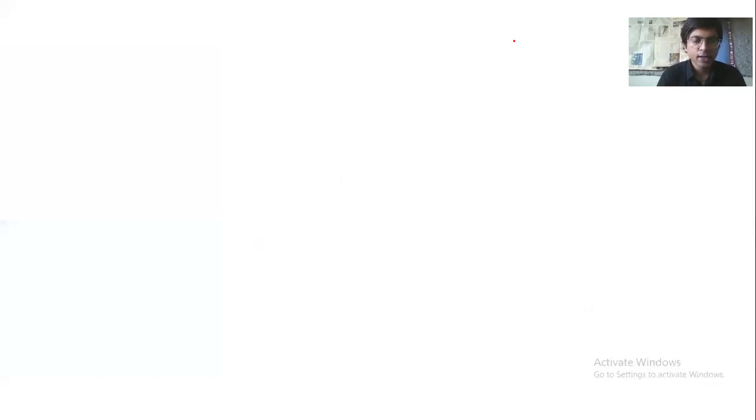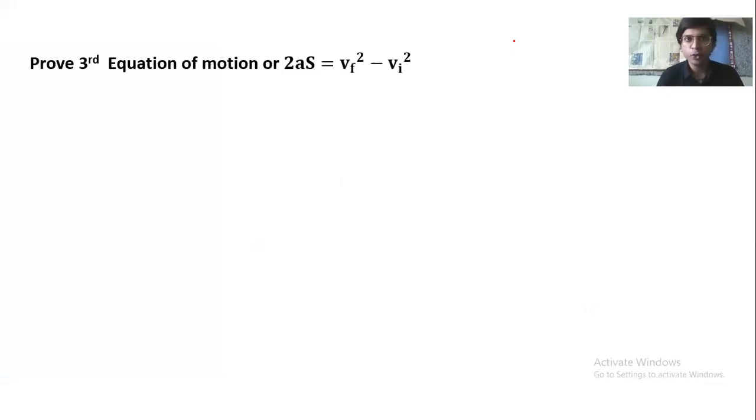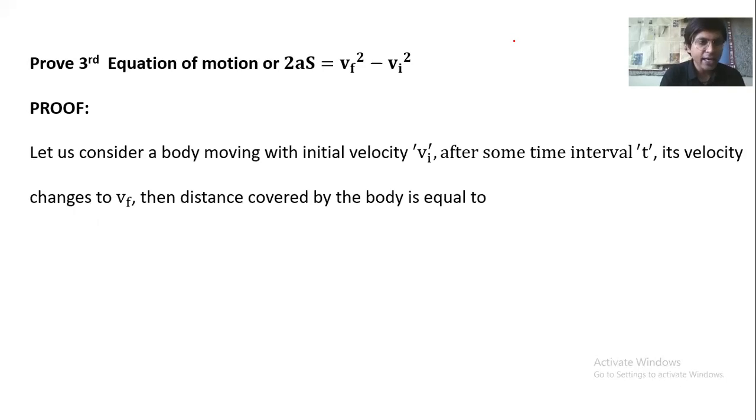Now here is the question in front of you: prove the third equation of motion, or they could also ask you as 2as is equal to vf square minus vi square. Both these terms are the same. Now we will start our proof. In our proof, first we will make some assumptions. Let us consider a body moving with initial velocity vi. After some time interval t, its final velocity changes to vf.